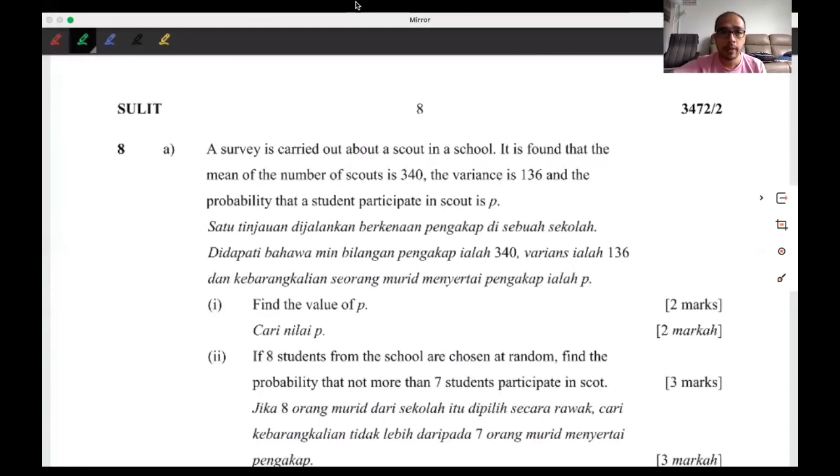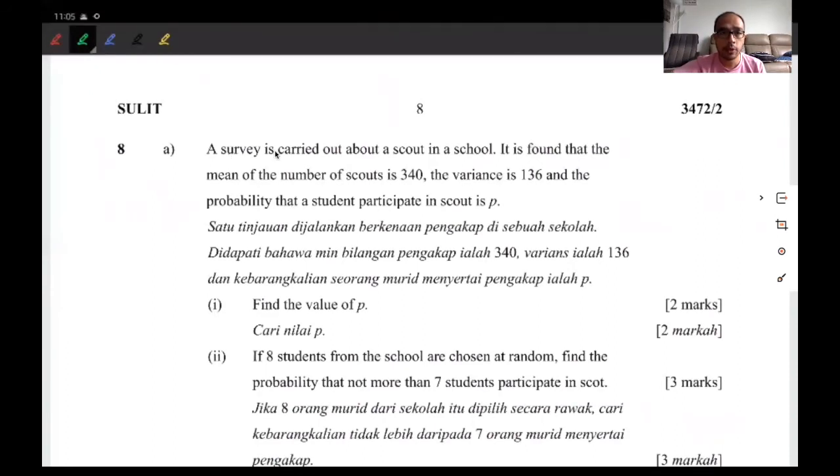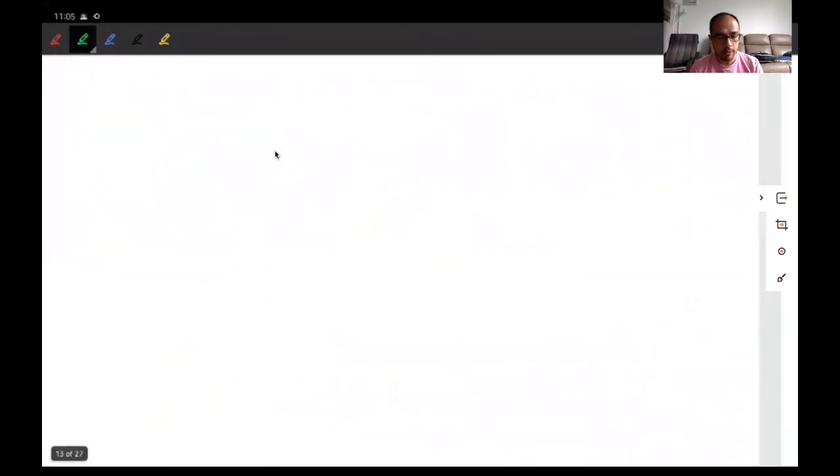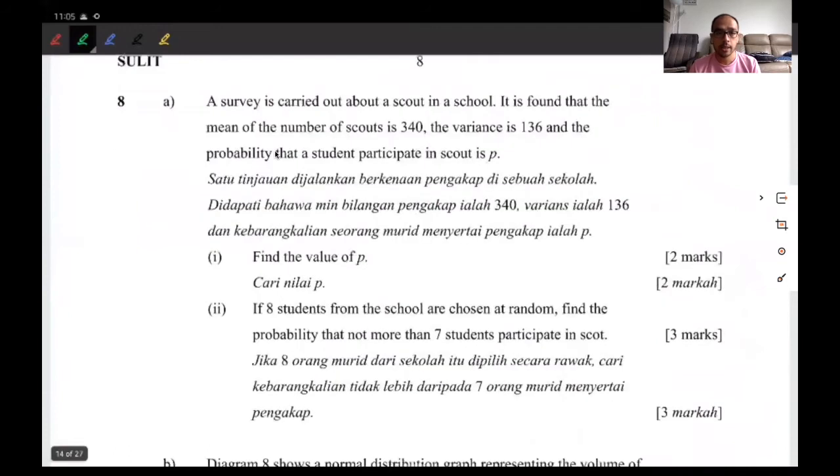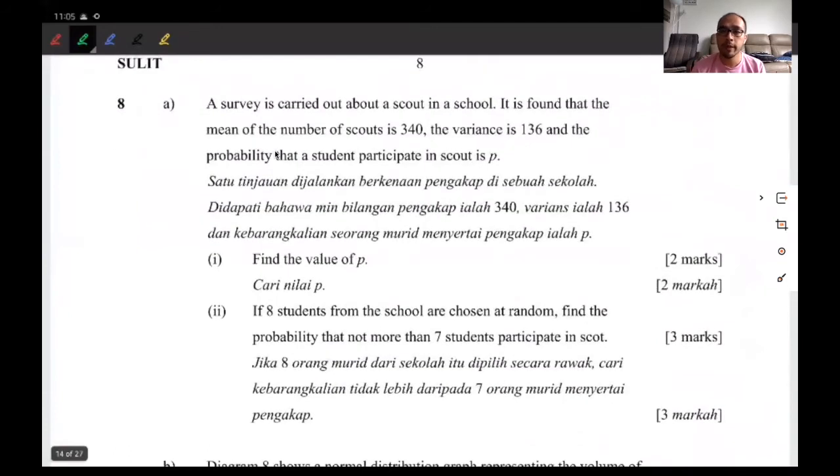Okay, everyone, welcome back. Let's continue. We stopped at question number 7 just now, and now we're going to question 8. Question 8 is from probability distribution. A survey is carried out about a scout in school. It's found that the mean is 240, the variance is 136, and the probability a student participates is P. We are asked to find the value of P.